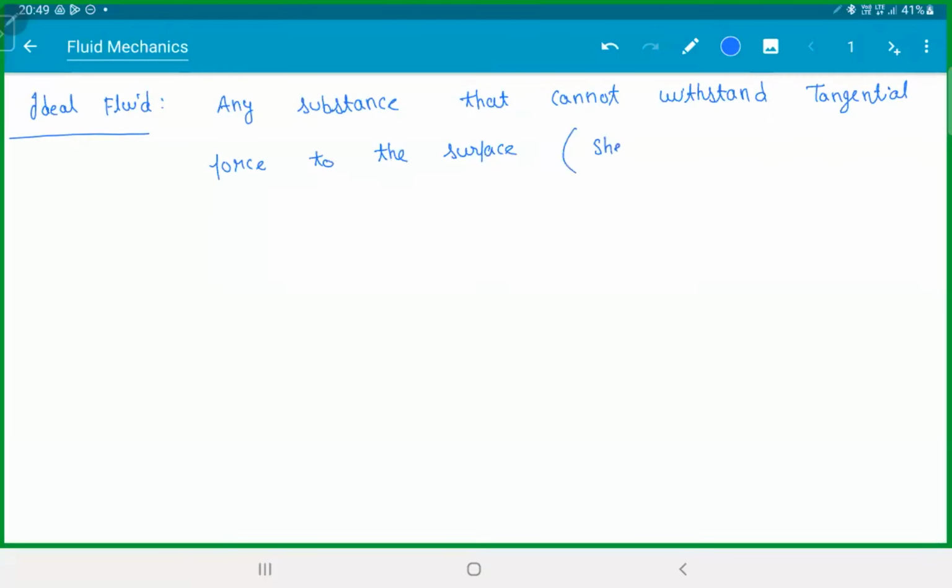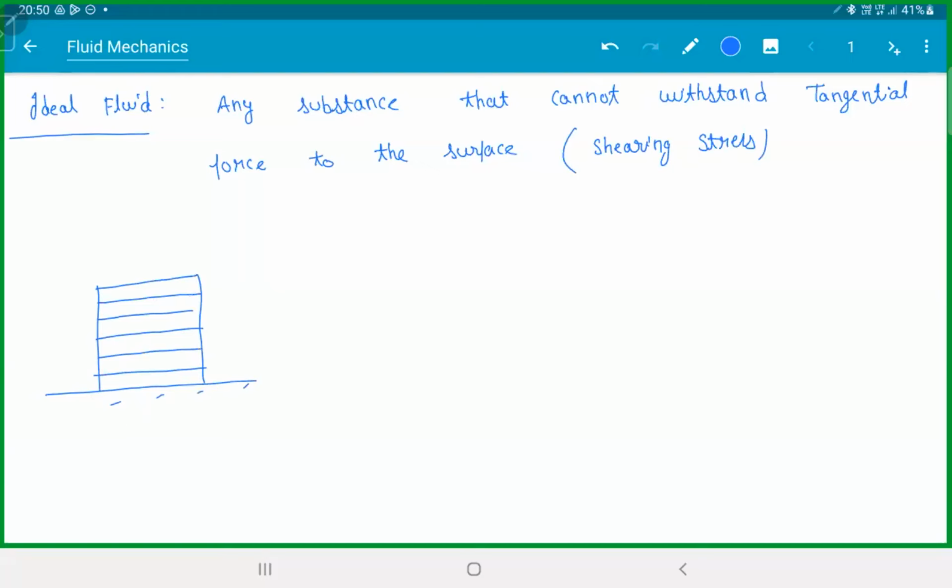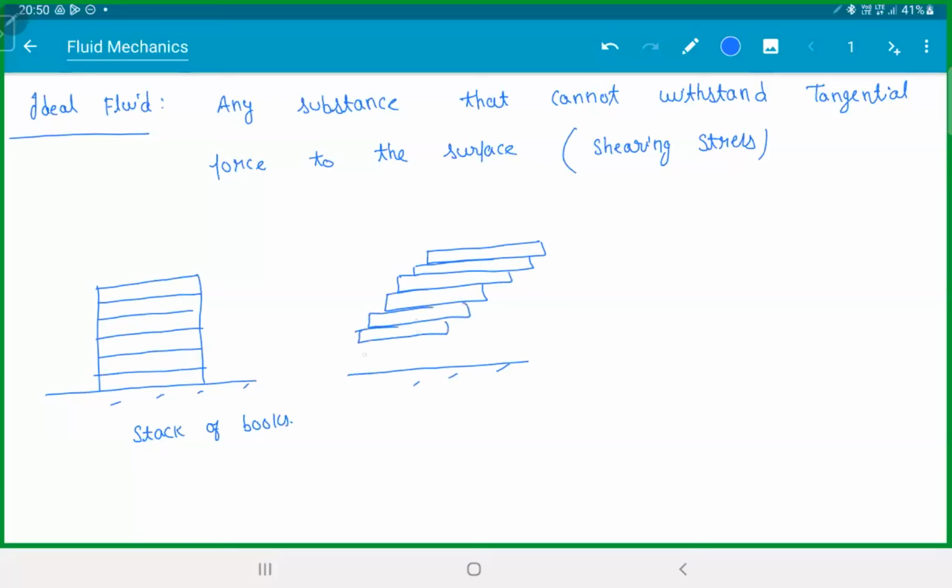The technical term for this is shearing stress. The tangential force to the surface is called shearing stress. We'll be doing this in the elasticity chapter. So what do you mean by this exactly? Imagine you have a stack of books, books on top of each other like this. Now, if you apply force on this, this is what will happen to the books. The books will actually start sliding.